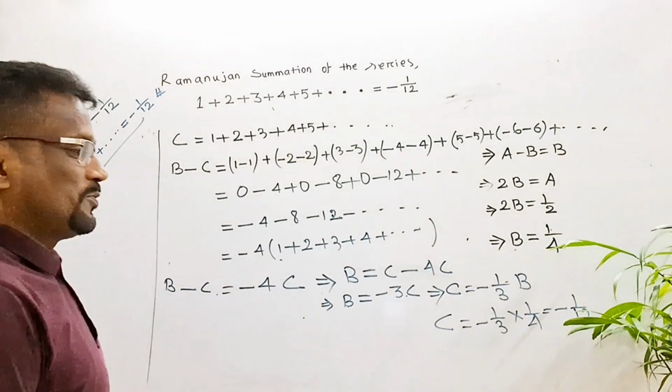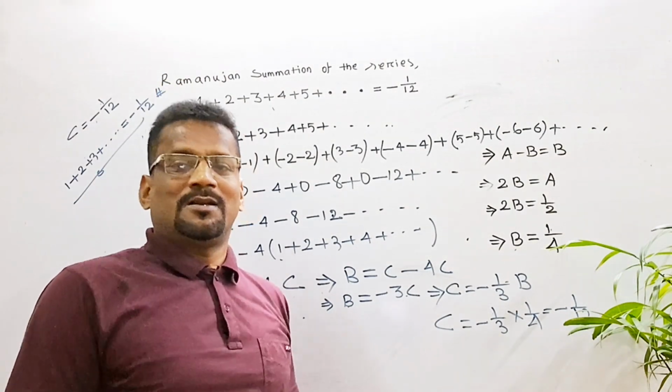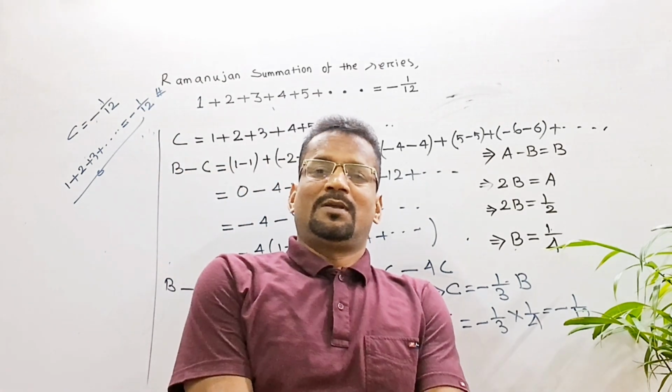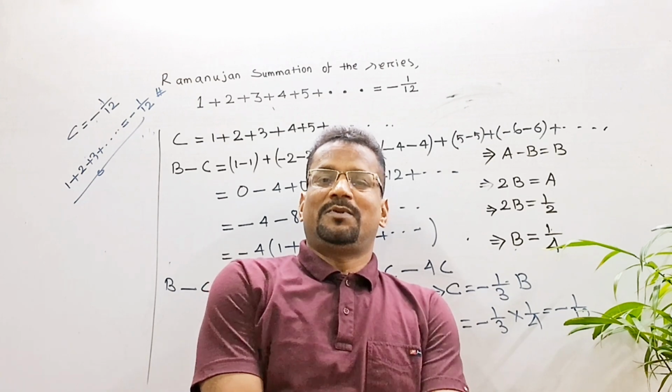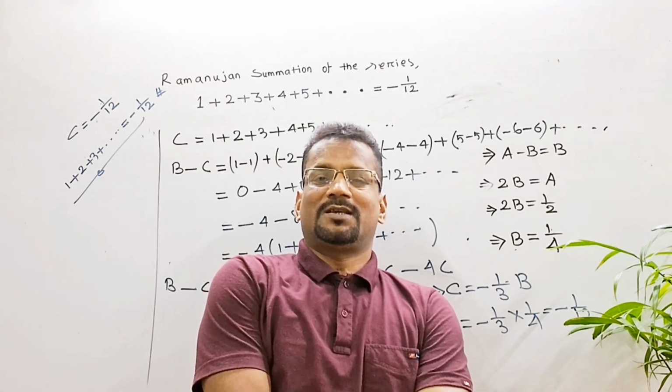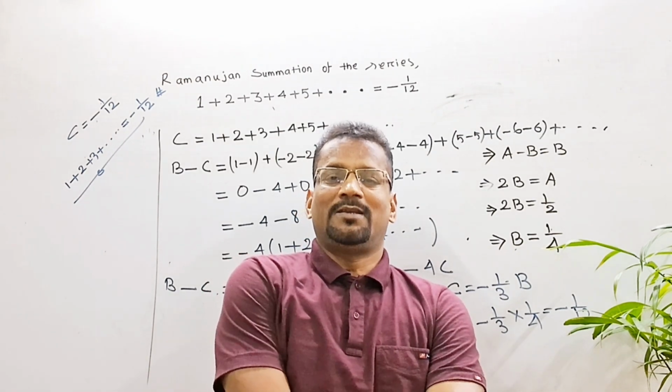So this way it was proved, and that is known as Ramanujan's sum of divergent series. Actually, it is practically not possible. In the next video, we will try to discuss why it is not possible.